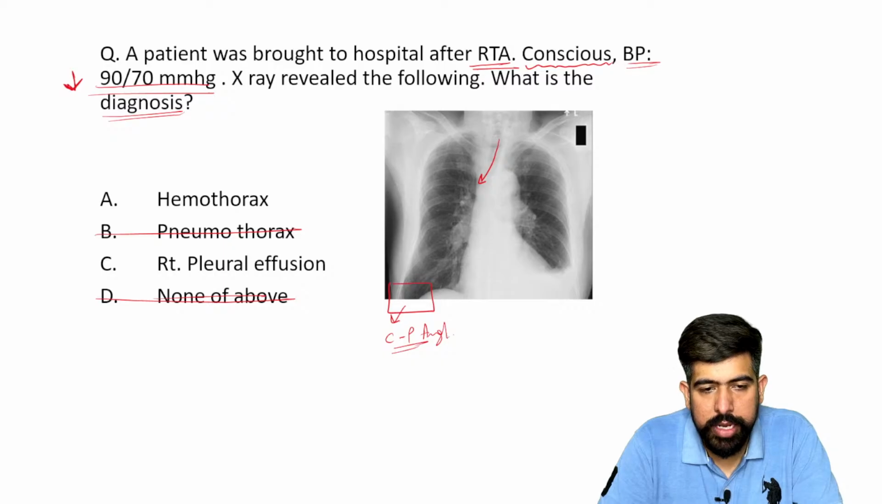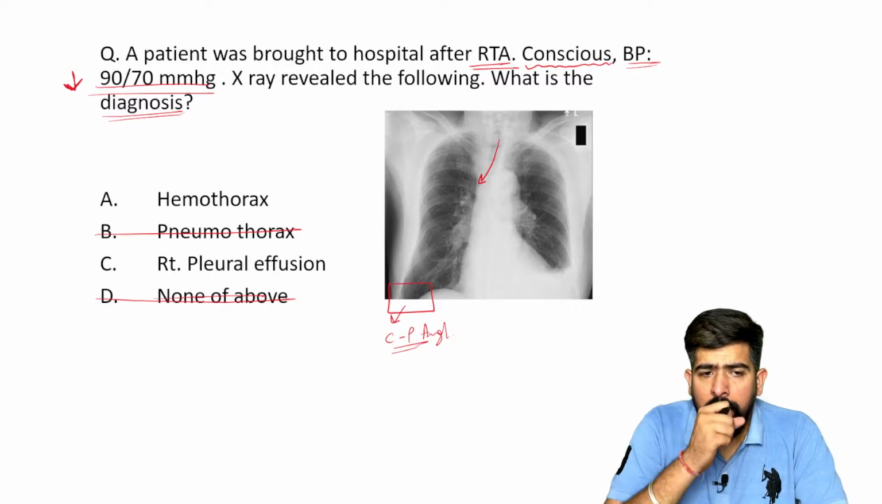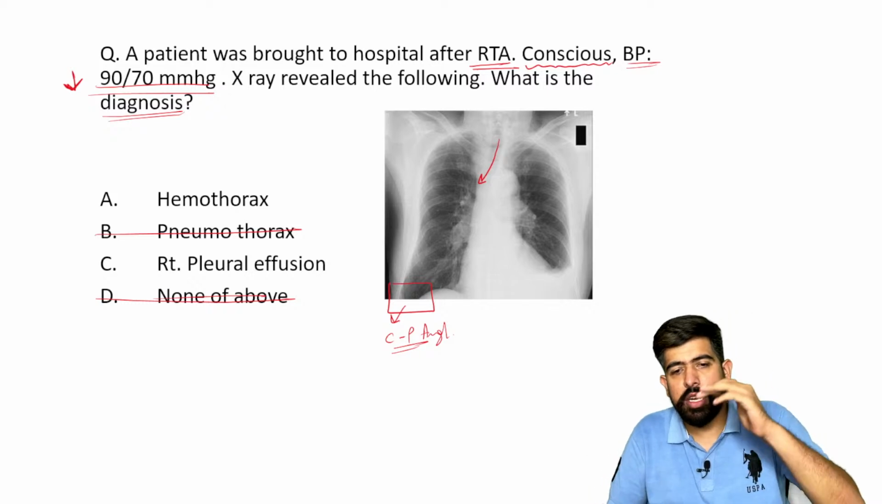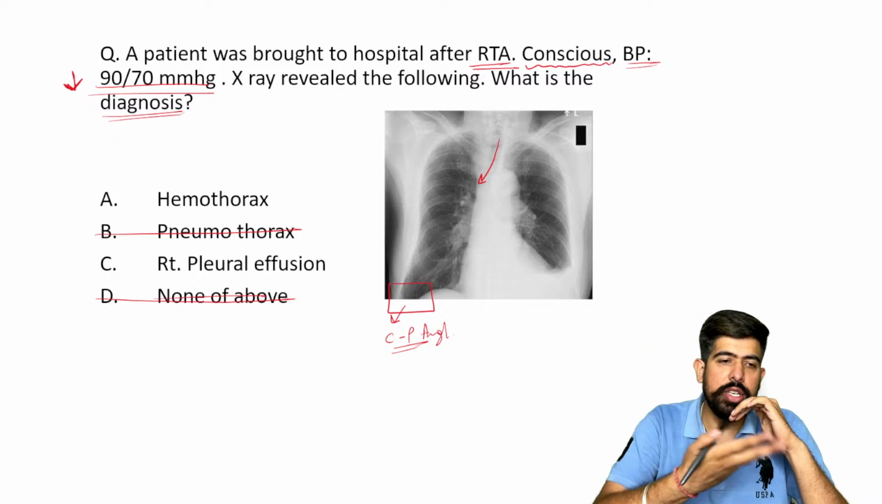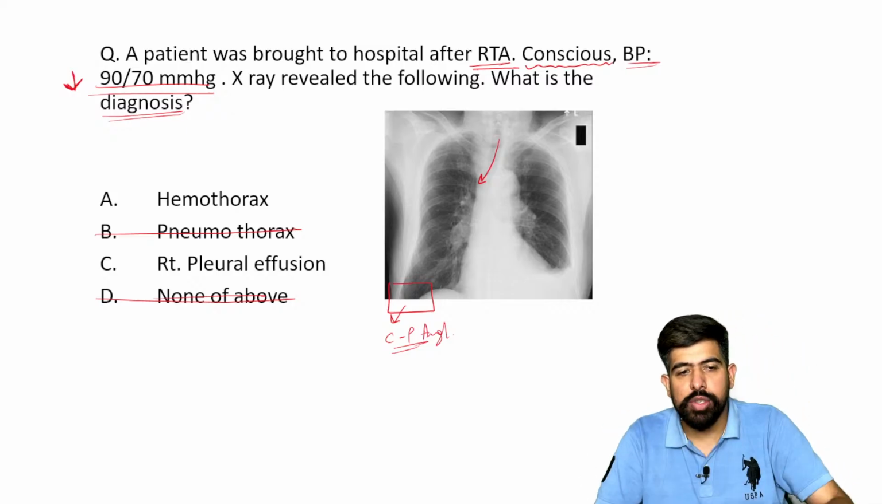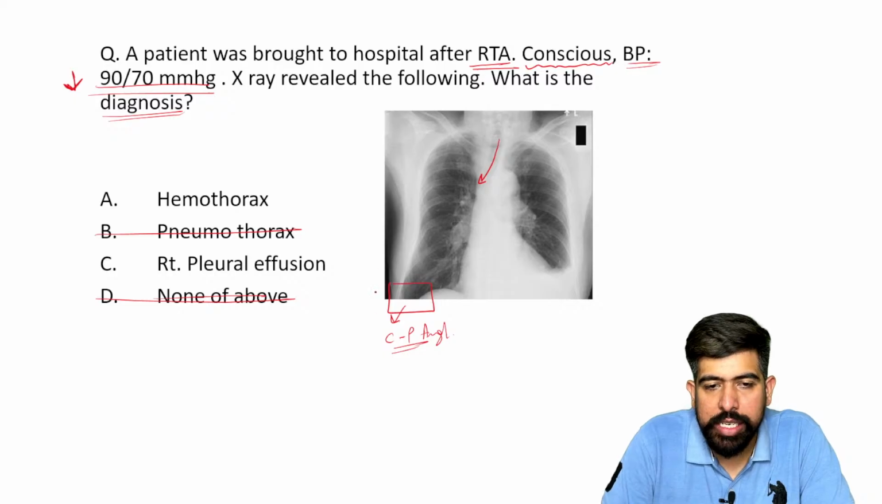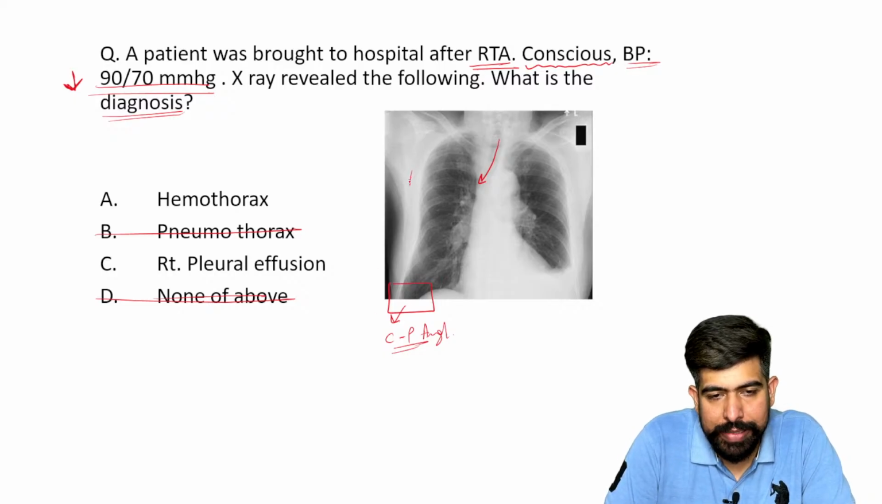You know about the CP angle, the costophrenic angle, right? Costo means your ribs. Phrenic is your diaphragm. So the diaphragm and the ribs make your angle over here. The CP angle is seen on your right side. This is the right side. What about the left side?